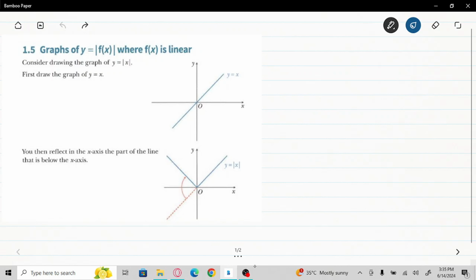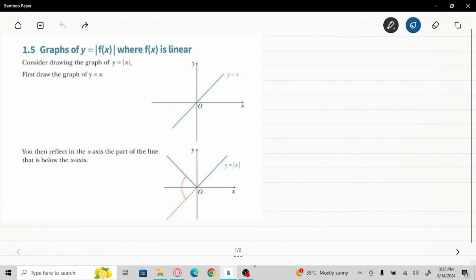Hey everyone, this is the Math Nexus, and today we are going to solve the IGCSE and O-Level Admath exercise 1.5. In the previous lecture, we discussed modulus functions, and this lecture is going to revolve around how to make the graph of these functions.